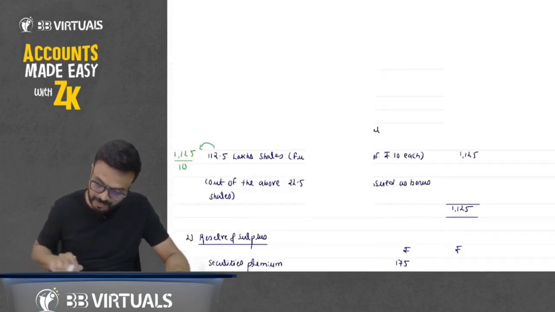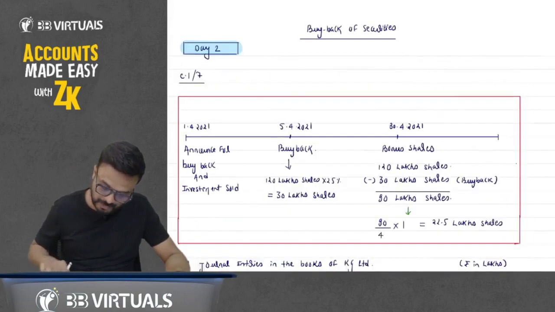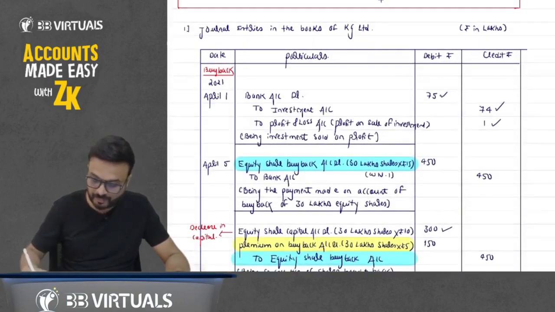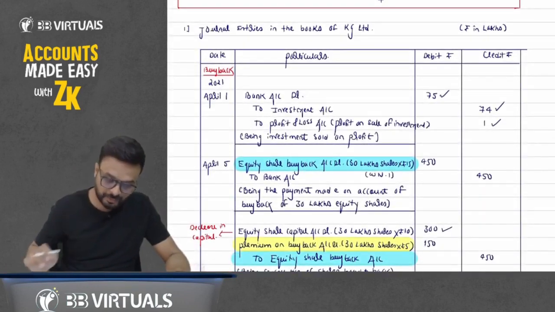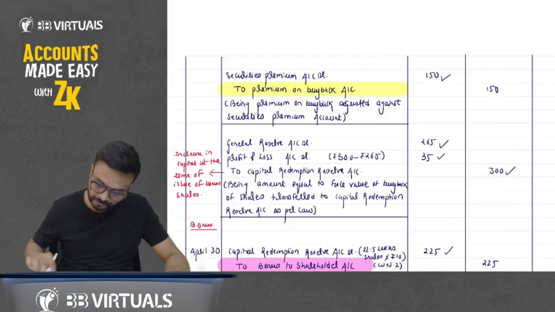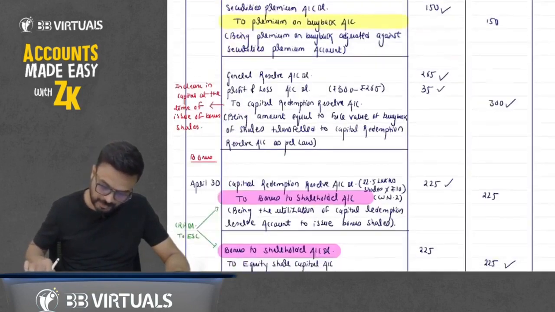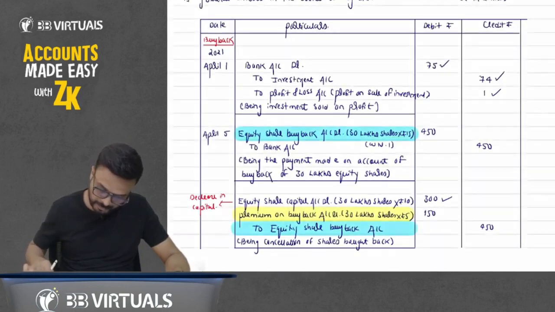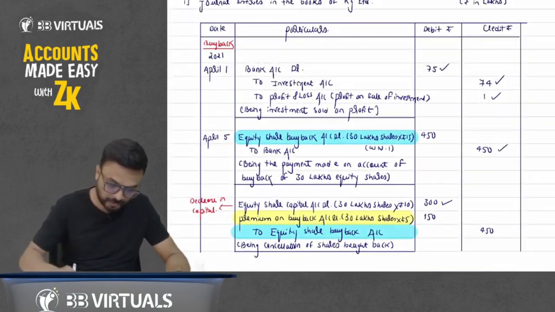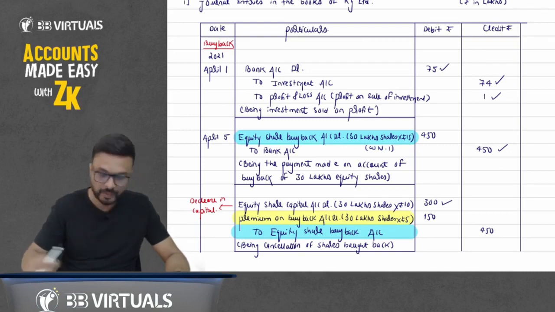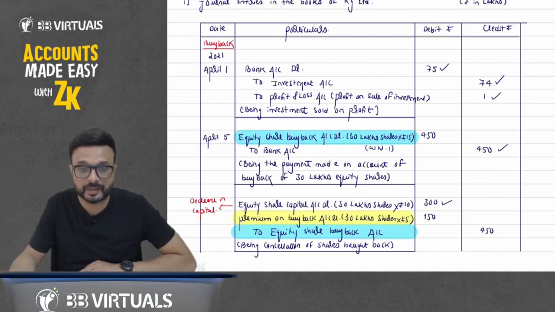Then in the journal entry, what have we done? Here we have debited by 75, so plus 75, and then we have paid 450, so minus 450. Just one minute. How much? 740 plus 75 minus 450. So the balance comes to 365.